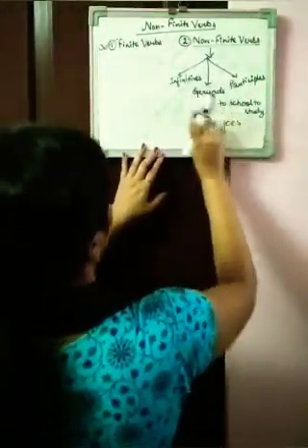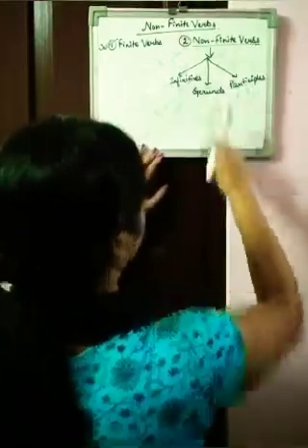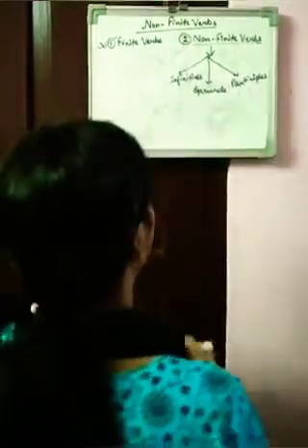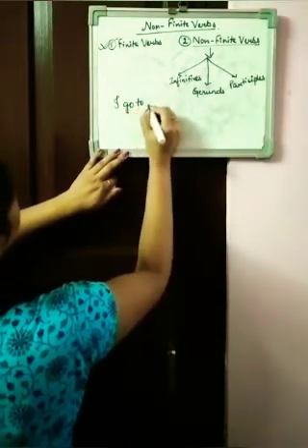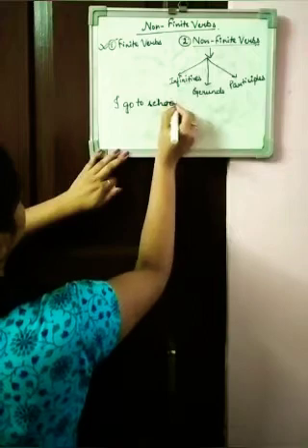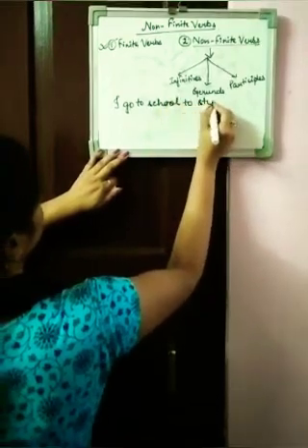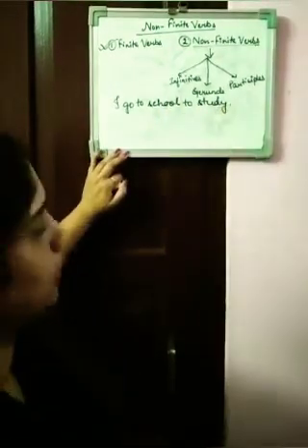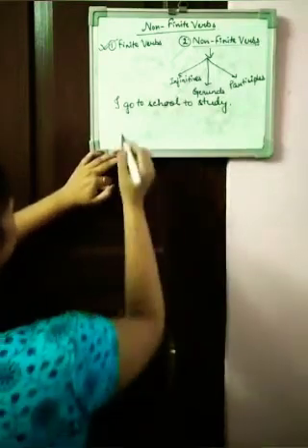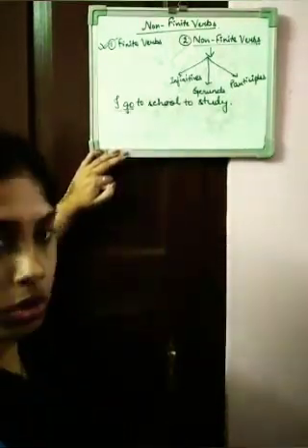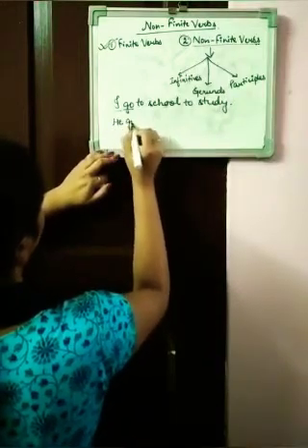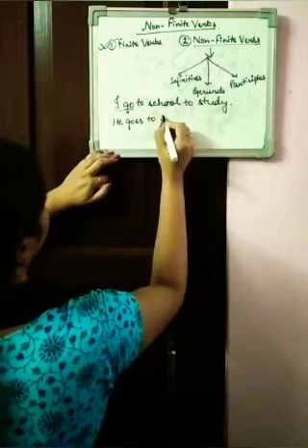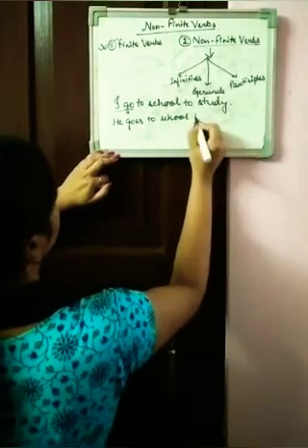Okay, let me write this sentence once again so that you can understand. See, I go to school to study. Okay, see this sentence. I go to school to study. Okay. Now if I write, he goes to school to study.